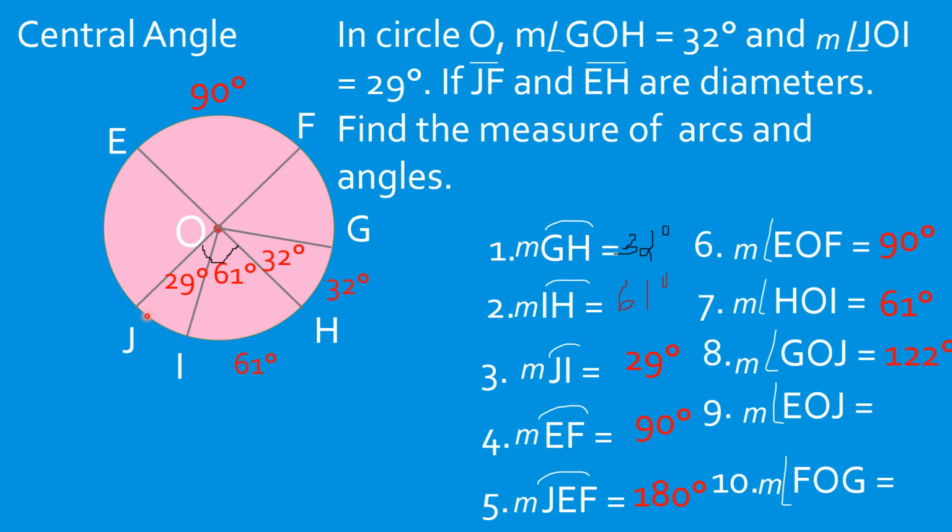GOJ means 29 plus 61 plus 32, which is equal to 122. And EOJ is 90 degrees. And the measure now of angle FOG is 58. Why 58? Because again, this is a right angle. So 90 minus 32 is equal to 58. So the measure of angle FOG is 58 degrees.